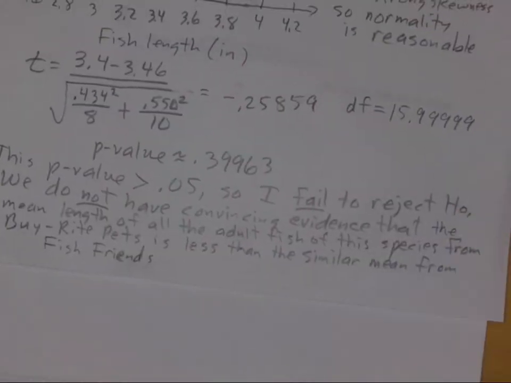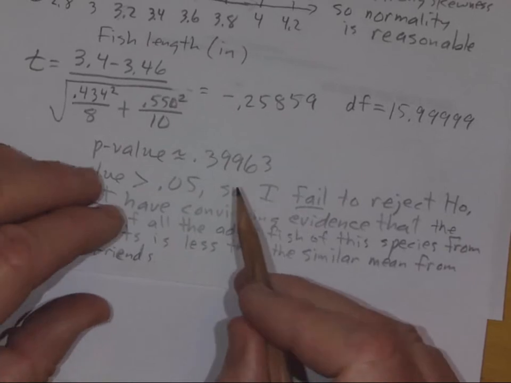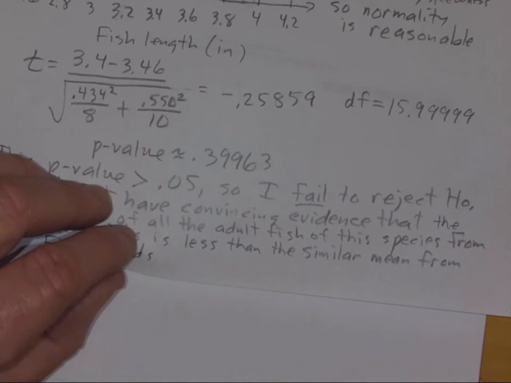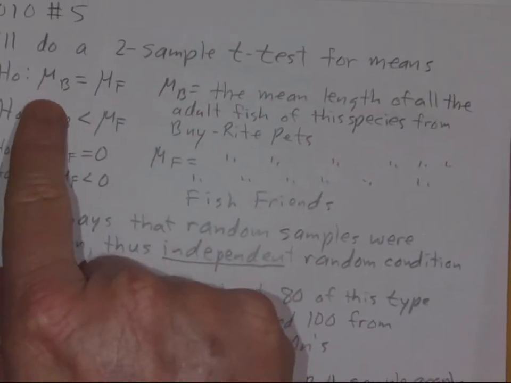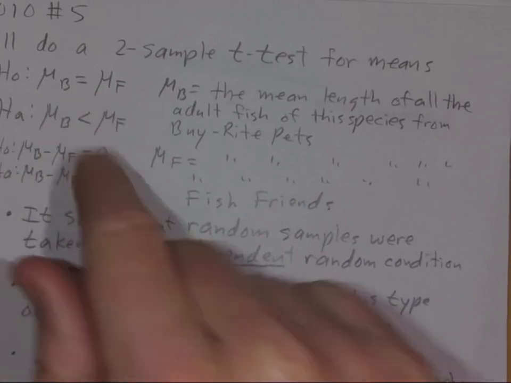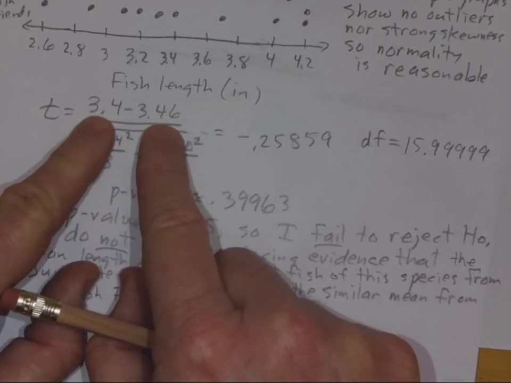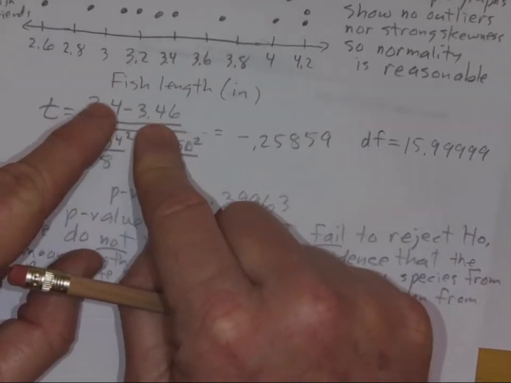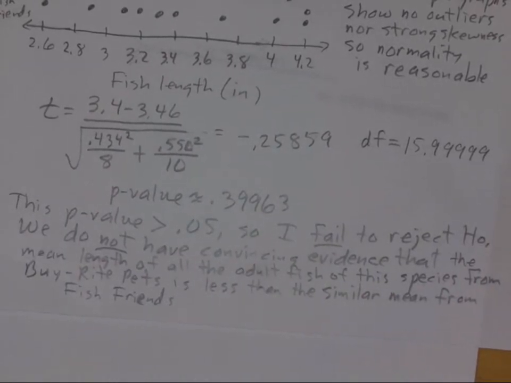Another thing that could be asked of you would be to interpret that p-value. To interpret the p-value is to state it as a probability. A p-value is the probability that you get sample values this unusual, assuming the null is true. In other words, assuming the mean from Buy Right is the same as the mean from Fish Friends, the probability that we would get sample means as different as these, or in this case, that this one would be this much bigger than that one, is about 0.39963. And that is stating your p-value.